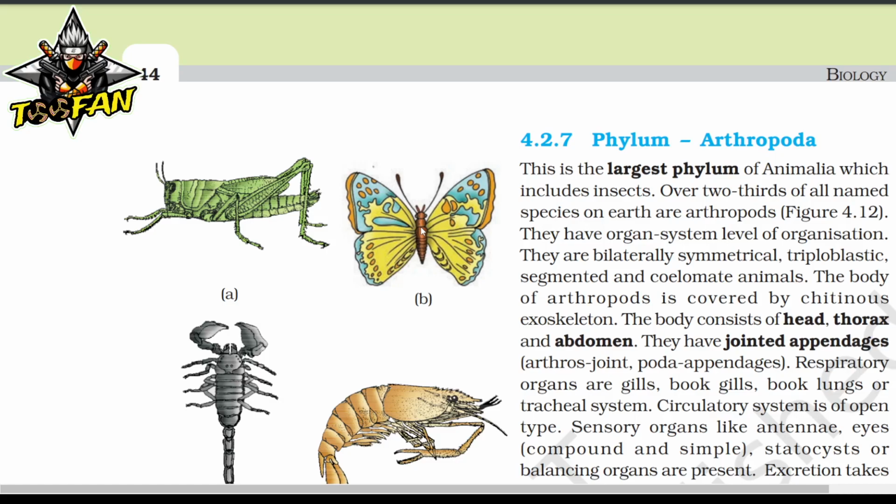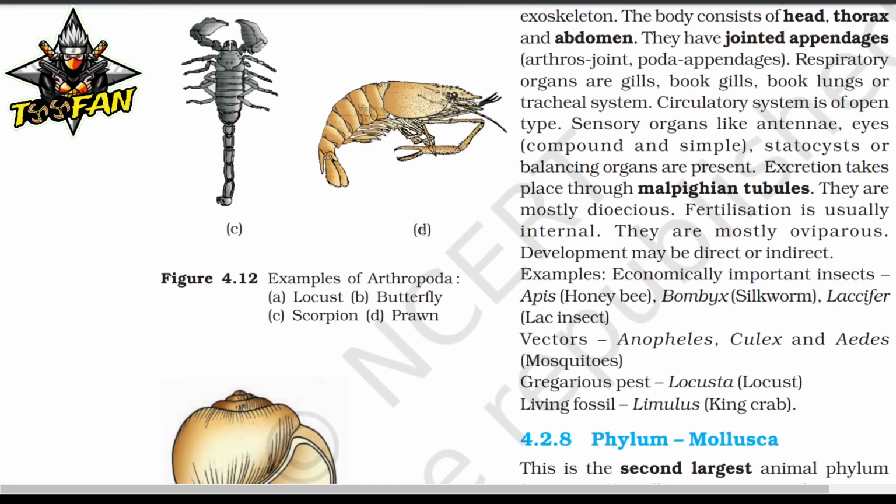Respiratory organs are gills, book lungs, or tracheal system. The circulatory system is open type. Sensory organs like antenna, eyes, compound and simple. Statocysts or balancing organs are present. Excretion takes place through Malpighian tubules.